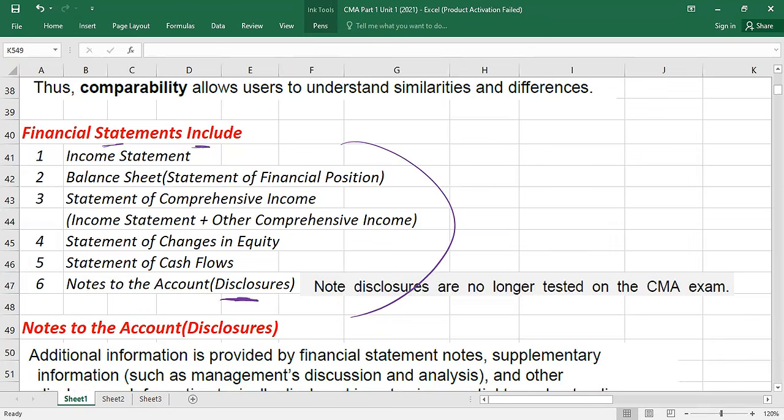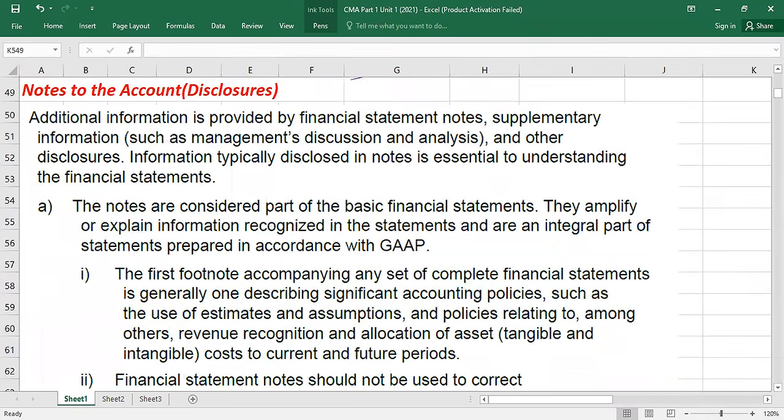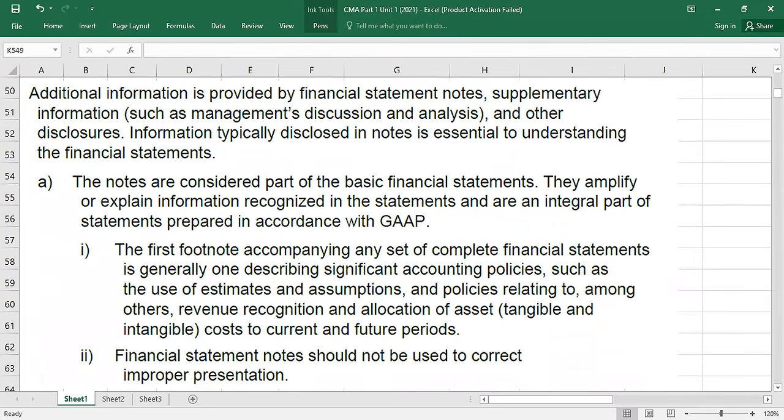In disclosures, there are other examples, for example, if you have some provisions based on your estimates, you can disclose. Wherever you feel that the reader must get more information about an item, you can disclose. But this point you have to memorize.